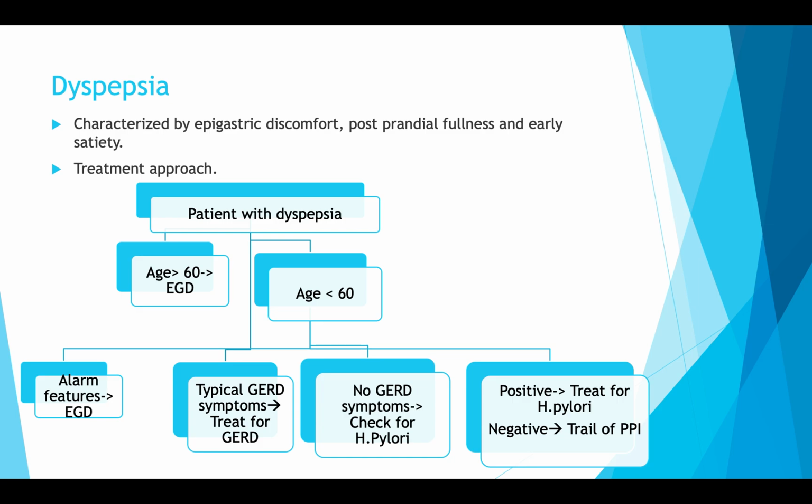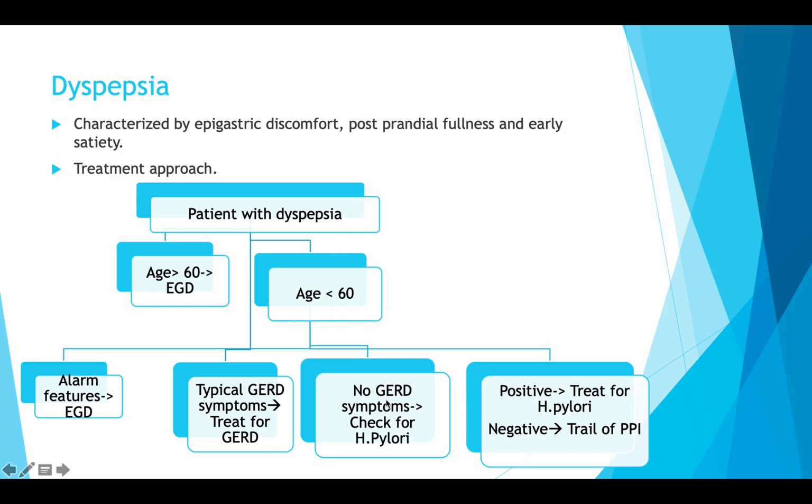Now, how do you approach dyspepsia? This is a very important slide. Make sure you risk stratify the patient. If the patient is elderly, greater than 60, or 50 to 60, they need to get an EGD. You don't have to think about anything else. If the patient is more than 60 years old, they need to get an EGD with dyspepsia. If they are less than 60 and have typical GERD symptoms, then you can treat them for GERD. If they have alarm symptoms, we'll talk about alarm symptoms once again, then an EGD. If the patient has no GERD symptoms, meaning no nocturnal cough and no heartburn, then you can check for H. pylori.